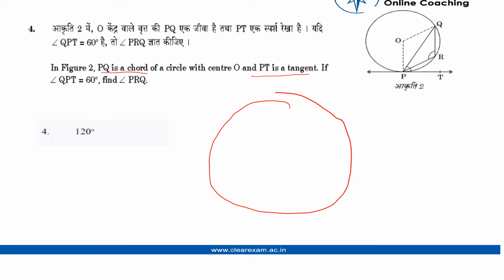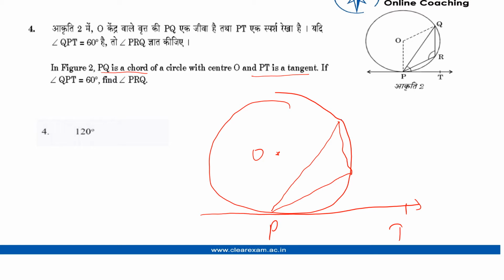So, making this circle like this, we have the center O here, and there is a chord like this and a tangent like this. This is P and T, and this one is the tangent. Okay, so we are given that angle QPT is equal to 60 degrees. Here we have QPT, this is our 60 degrees.